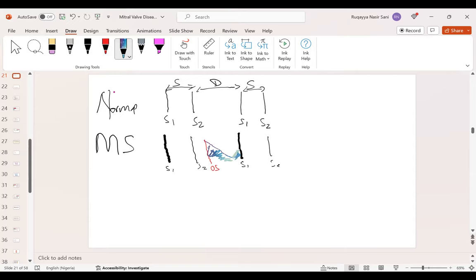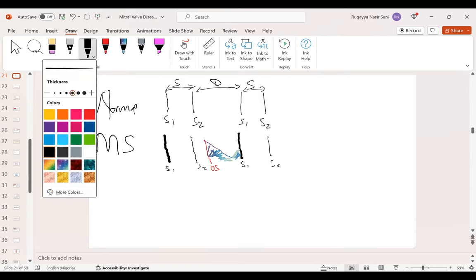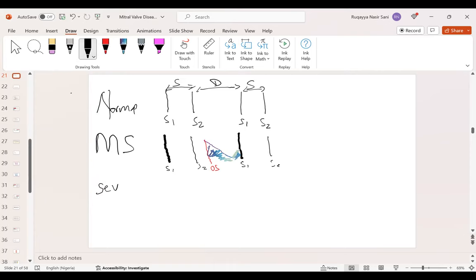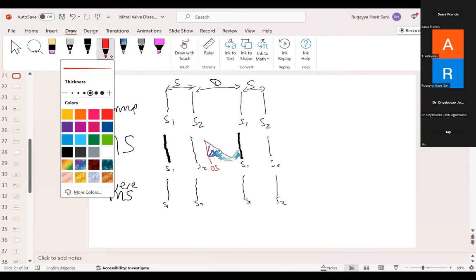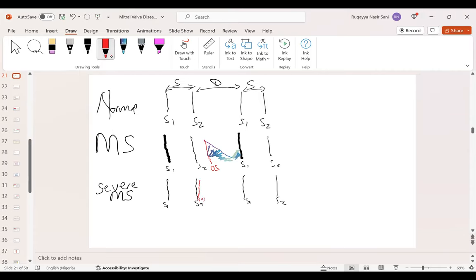Are we good so far? I need the feedback because I don't know if it's that clear or not. So in severe MS now, the loud S1 will not be there. So we will have a regular S1 or even diminished. So S1, S2, S1, S2. It will be normal. It won't be loud, like in mild to moderate. And our opening snap will start earlier in diastole, closer to the S2. These are some of the markers of severity. In severe MS, the opening snap is closer to the S2. So that's this red line, occurring closer to the S2.